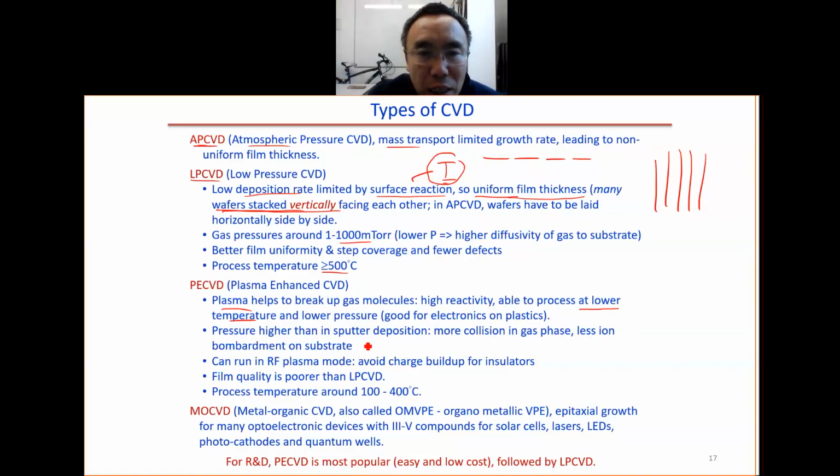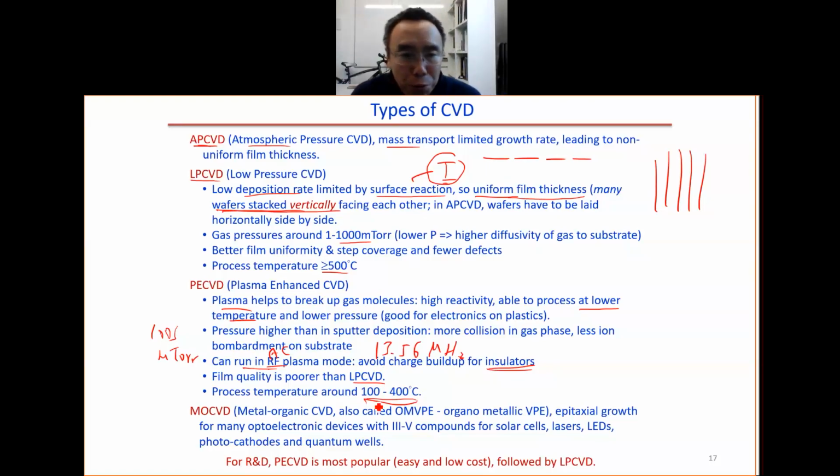The pressure is higher than in low pressure deposition, usually around 100 millitorr. It usually runs at radio frequency, 13.56 megahertz. This will work for the insulators. When we have the AC, it works for the insulators. The film quality is not as good as low pressure CVD because the temperature is lower than LPCVD. As I said, lower temperature gives poorer film.